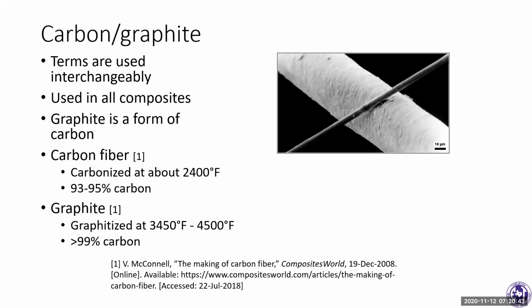The carbon fiber is then heated to about 2,400 degrees Fahrenheit, which produces a product that is about 93 to 95% carbon. Graphite fiber is heated to about 3450 F to 4500 F, also to remove all other elements than carbon. The higher temperature is more efficient in removing these tramp elements, which produces a fiber that is more than 99% carbon. Carbon fibers are typically very small. The photograph shows two fibers. The light colored one is a human hair, and the other is a carbon fiber.